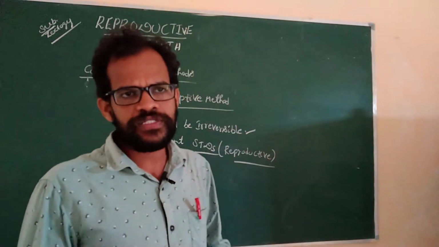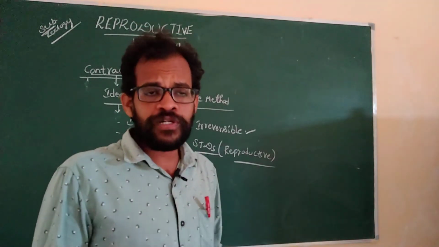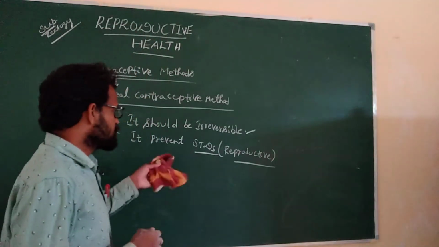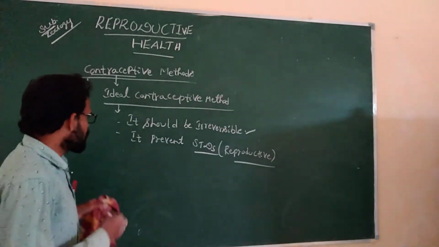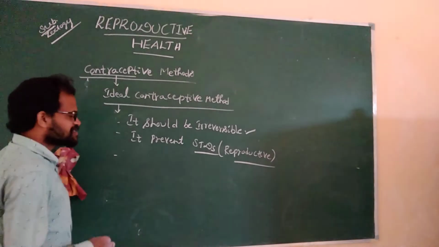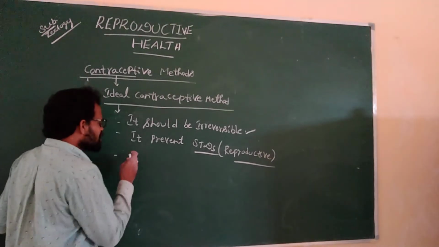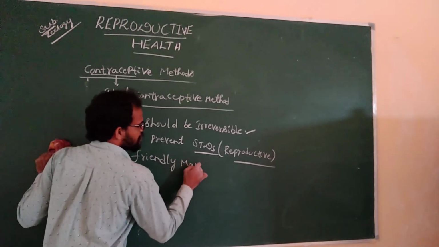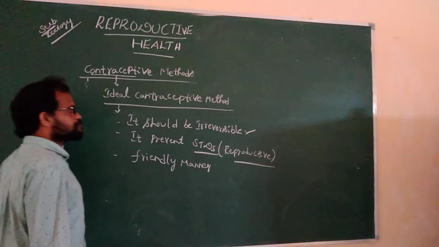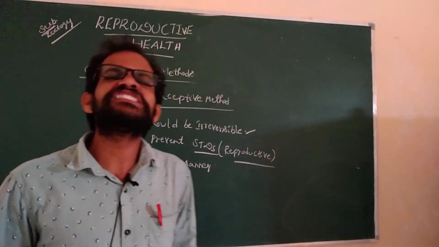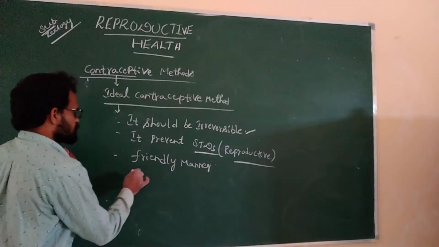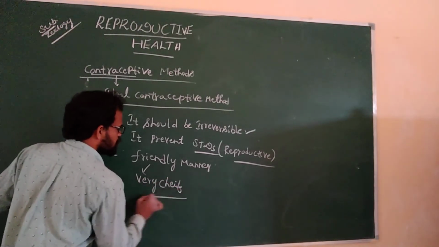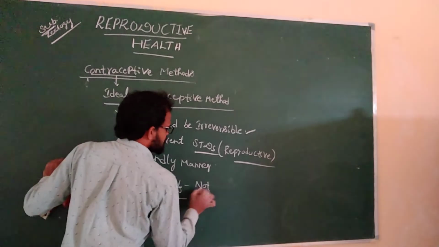They are not transferred from one body to another, from one human being to other human beings, because they are using barriers. This barrier prevents the sexually transmitted disease-causing agents. And also these methods are user friendly. Friendly means these methods are very cheap, not expensive.